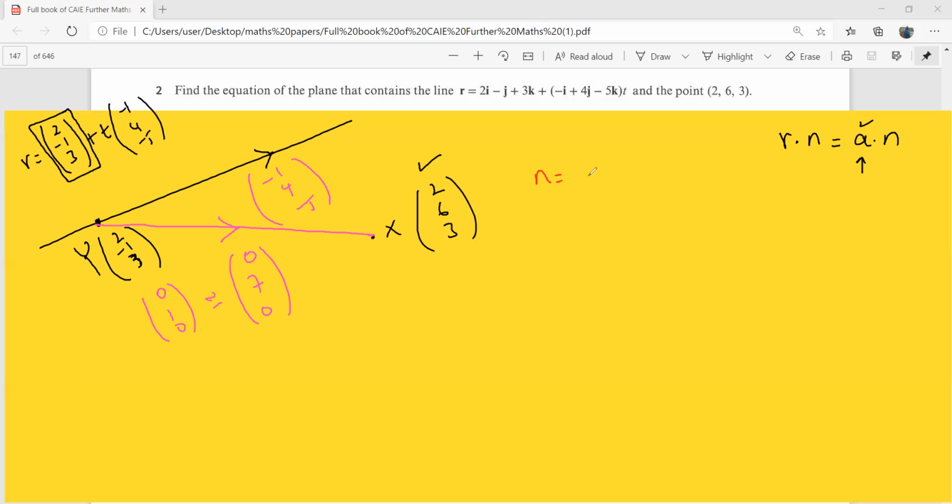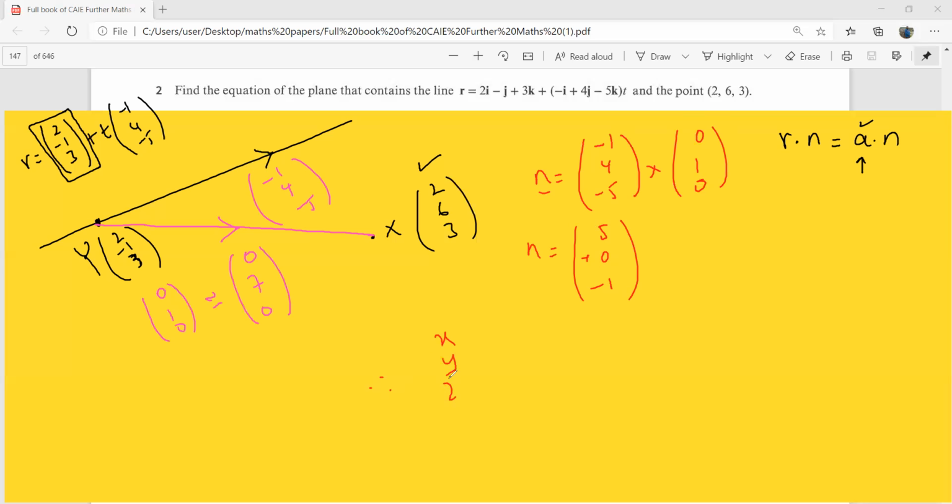So n is going to be, one of the directions is -1, 4, -5, while the other direction is 0, 1, 0. Okay, so your n is going to be 5, then you have 0, then you have -1. Okay, so this is your n. Therefore, now please check the answer at the back.